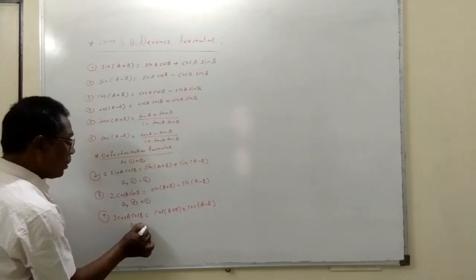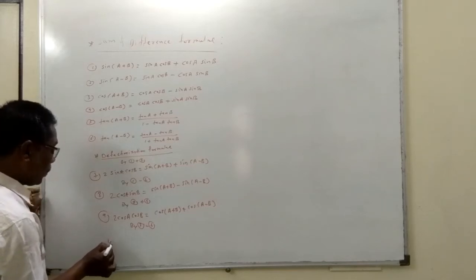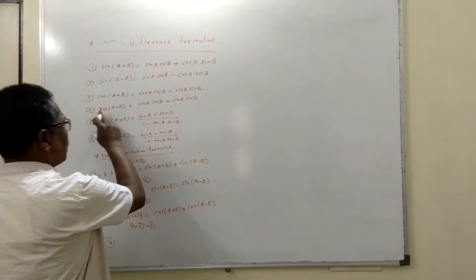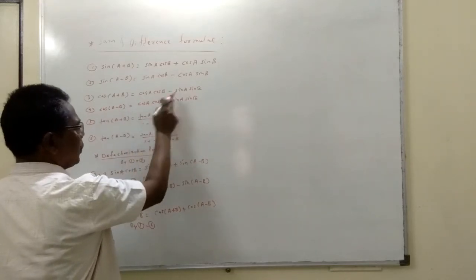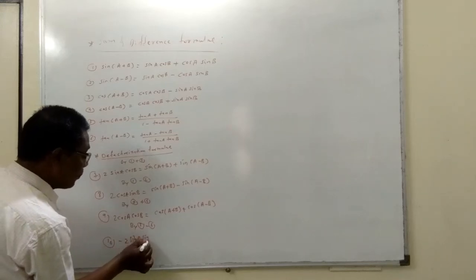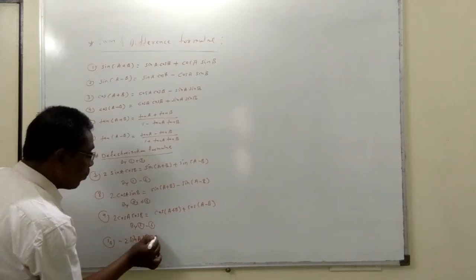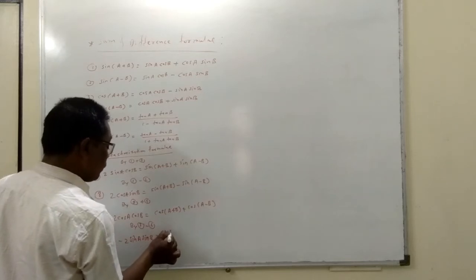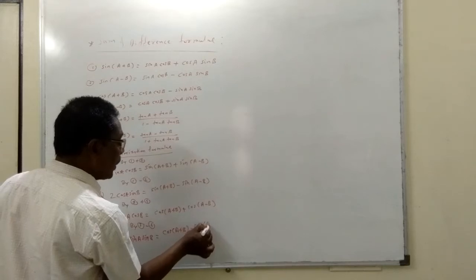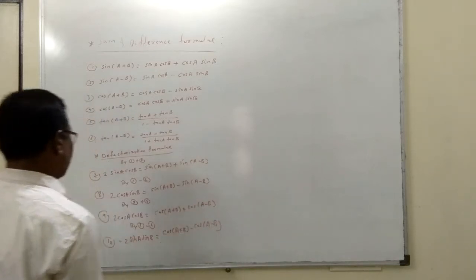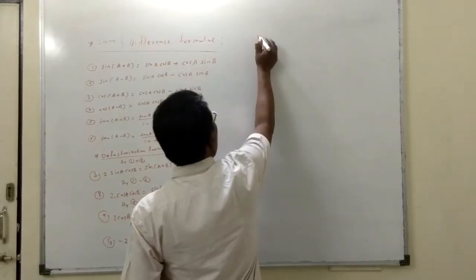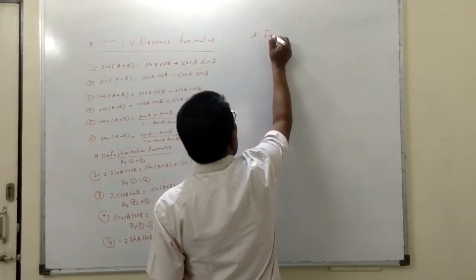By third equation minus fourth equation, we get the next defactorization formula. So this becomes minus, minus, minus. This gets cancelled. So minus 2 sin A sin B equal to cos(A+B) minus cos(A−B). So these are the defactorization formulas. Now next, the factorization formula.